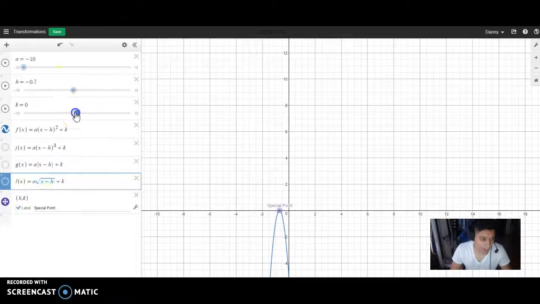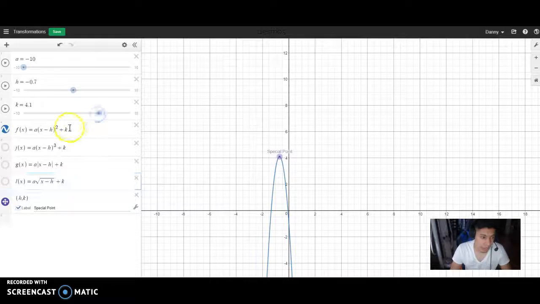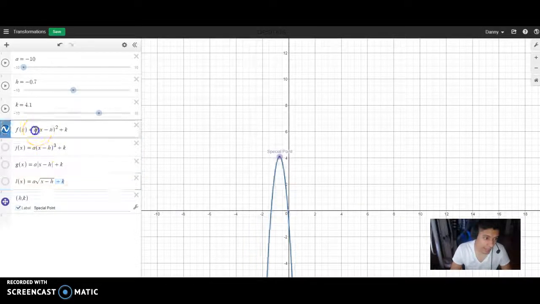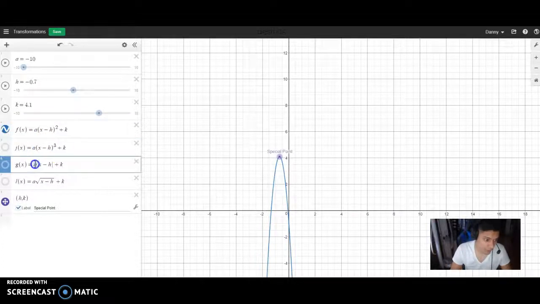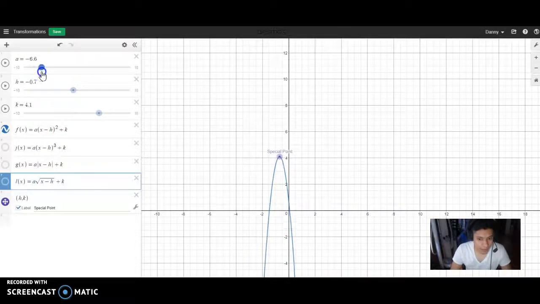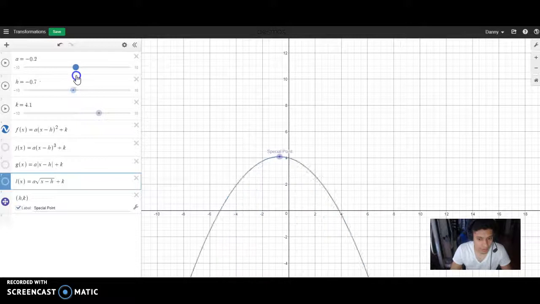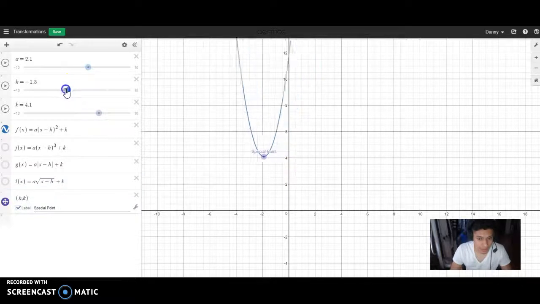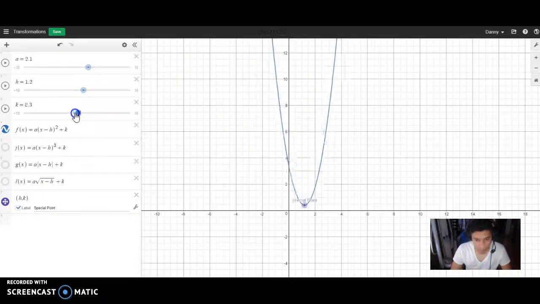And then we have k, which that one's a little bit easier because if you just make it big, it goes up. If you make it small, it goes down, right? So it's super important that we notice that k is always at the end, on the outside. It's not inside of the function. And then a is always kind of next to the function. Once again, A either flips it or makes it wider or narrower. H makes it go left and right, and K makes it go up and down.